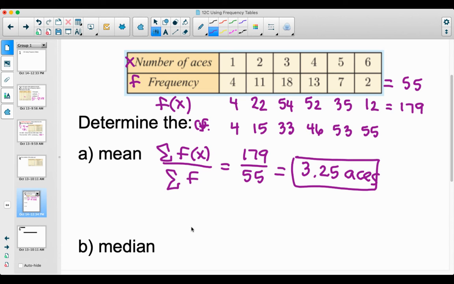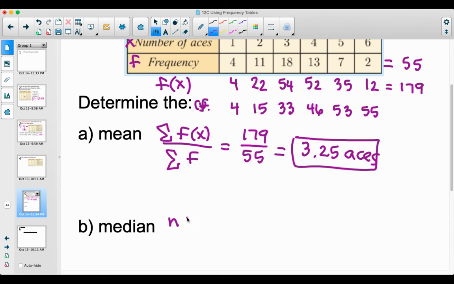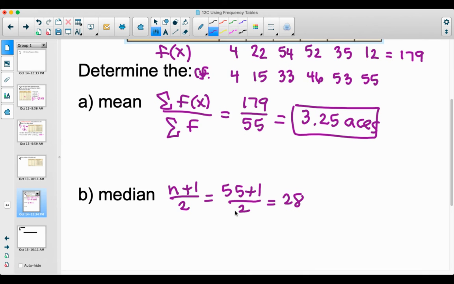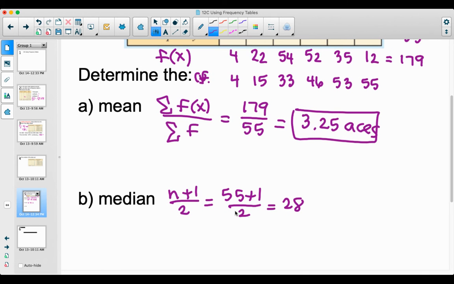Our median, if you remember, an easy way to find it is to take your n plus 1 and divide it by 2. So that gives us 55 plus 1 divided by 2, which gives us the 28th term. Because we have an odd number, it's going to be an actual term number, whereas in the last example, in the last video, we had to find it between the terms 20 and 21. So the 28th term is our median.